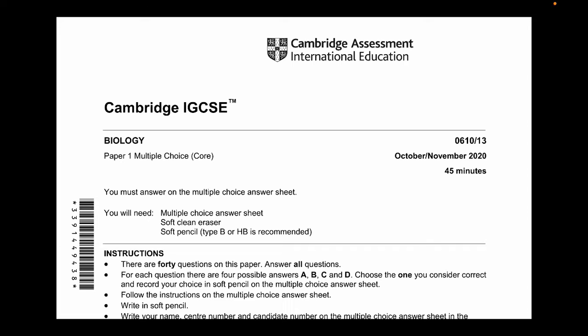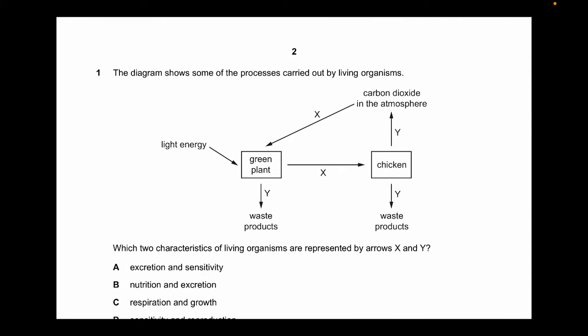Hello guys, in this video we'll be solving Cambridge IGCSE Biology Paper 1 Multiple Choice Core Syllabus October-November 20 question paper number 13. Question number 1.